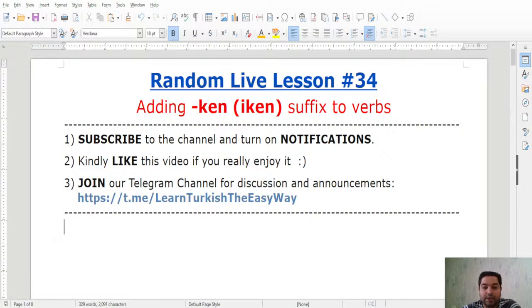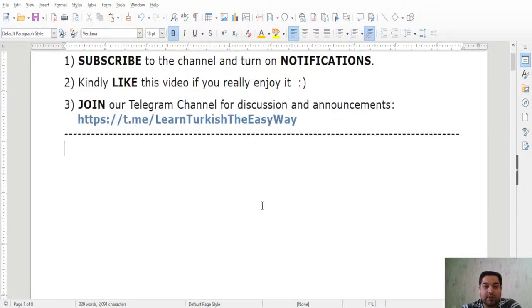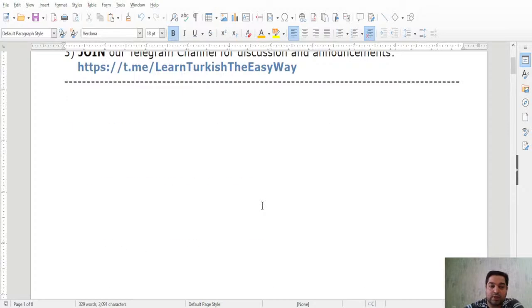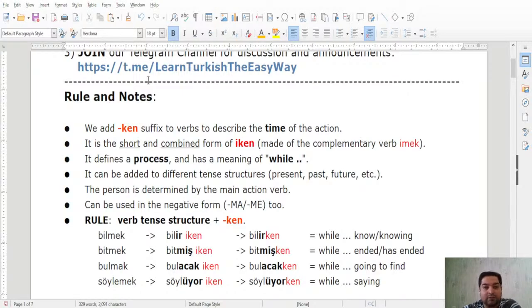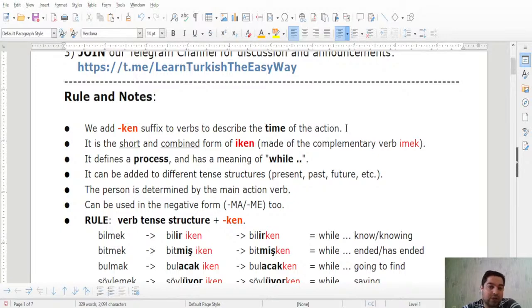So let me bring the notes about this can. What is the can suffix all about? We add the can suffix to verbs to describe the time of the action. So it's again a time adverb. It is a suffix that makes an adverb related to time. It is the short and combined form of iken.